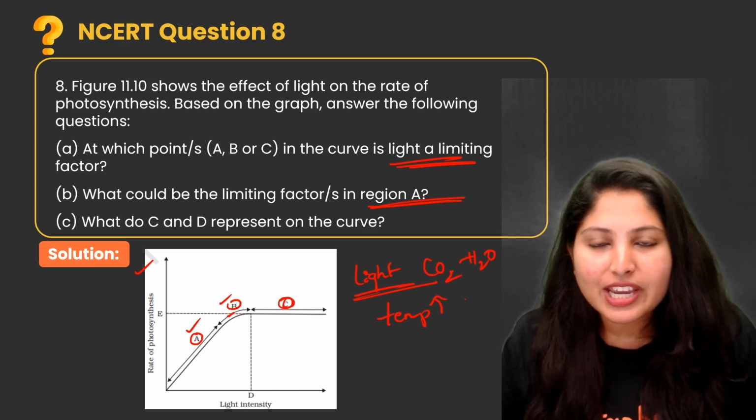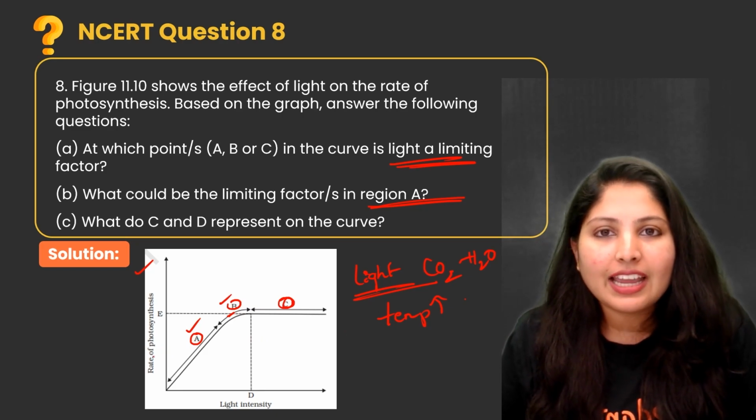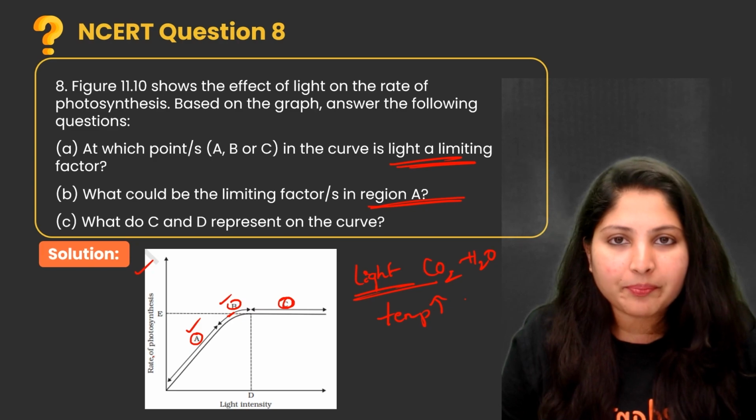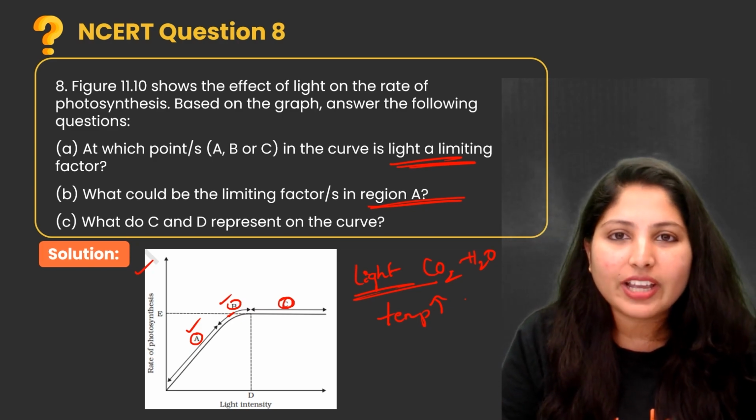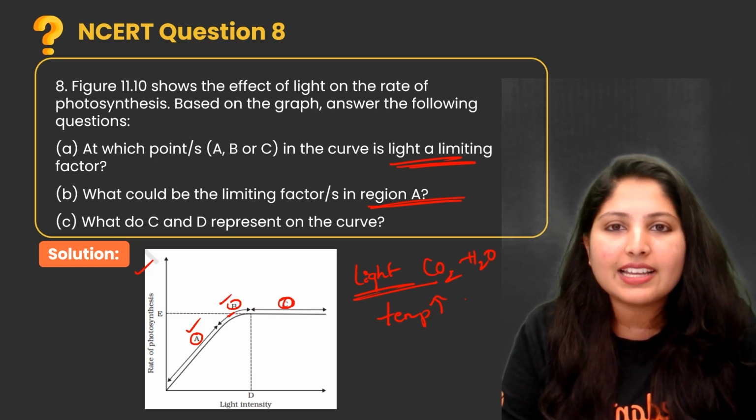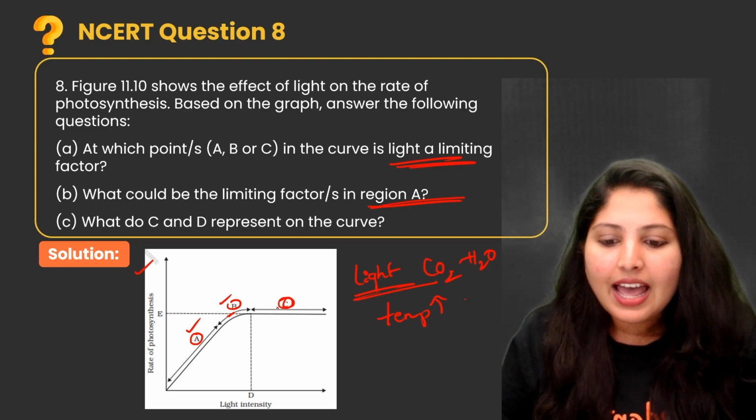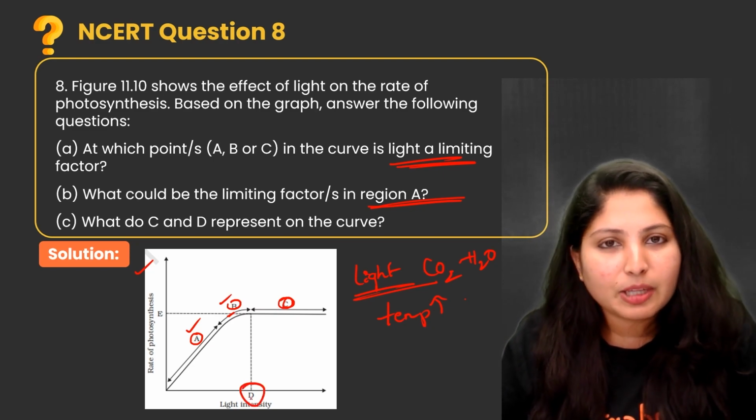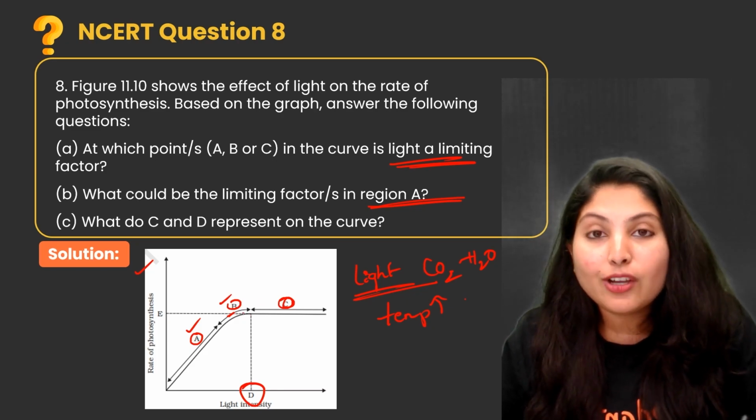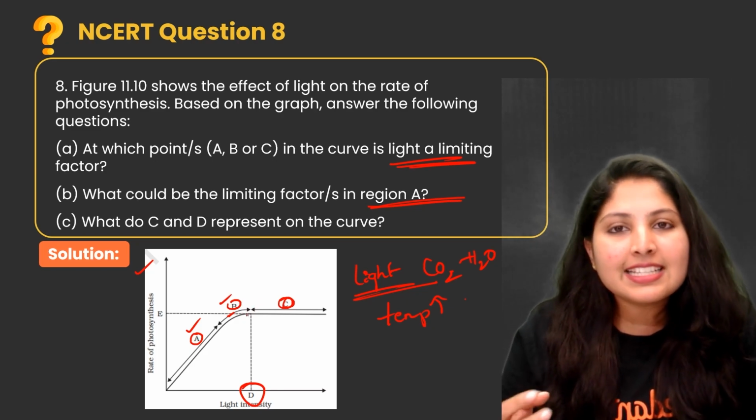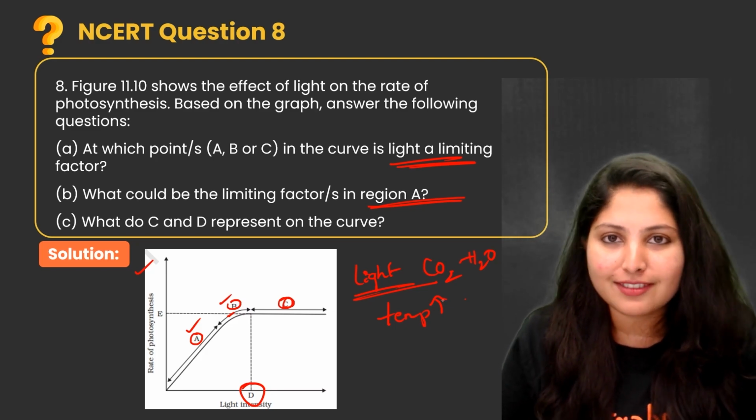So light is also stable and photosynthetic rate is also stable. Okay, it is going in a constant way. Even though the light is more or less, at this point the photosynthesis is stable. And the point D represents beyond this limit. Beyond this limit, if the intensity of light is more, then there is no change in the photosynthesis.